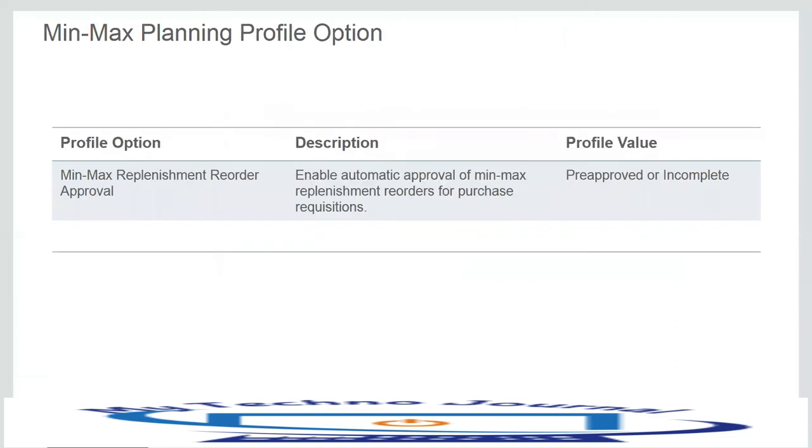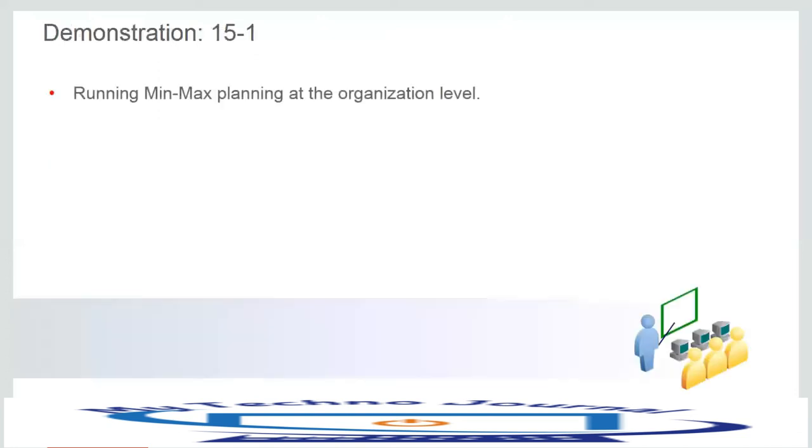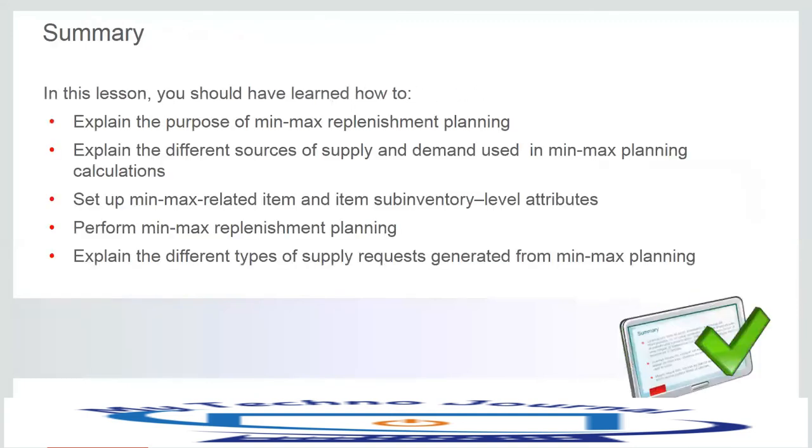And when it is generating a purchase requisition or a movement request, you can decide whether the order which is getting generated should be in a pre-approved state or an incomplete state. If it is in pre-approved state, it means we can take it directly for further proceedings. If it is incomplete, then you may have to send it for proper approval first and then take it further. So this profile option is going to decide whether the order which is getting generated should be in incomplete or in pre-approved state. So this is the summary.